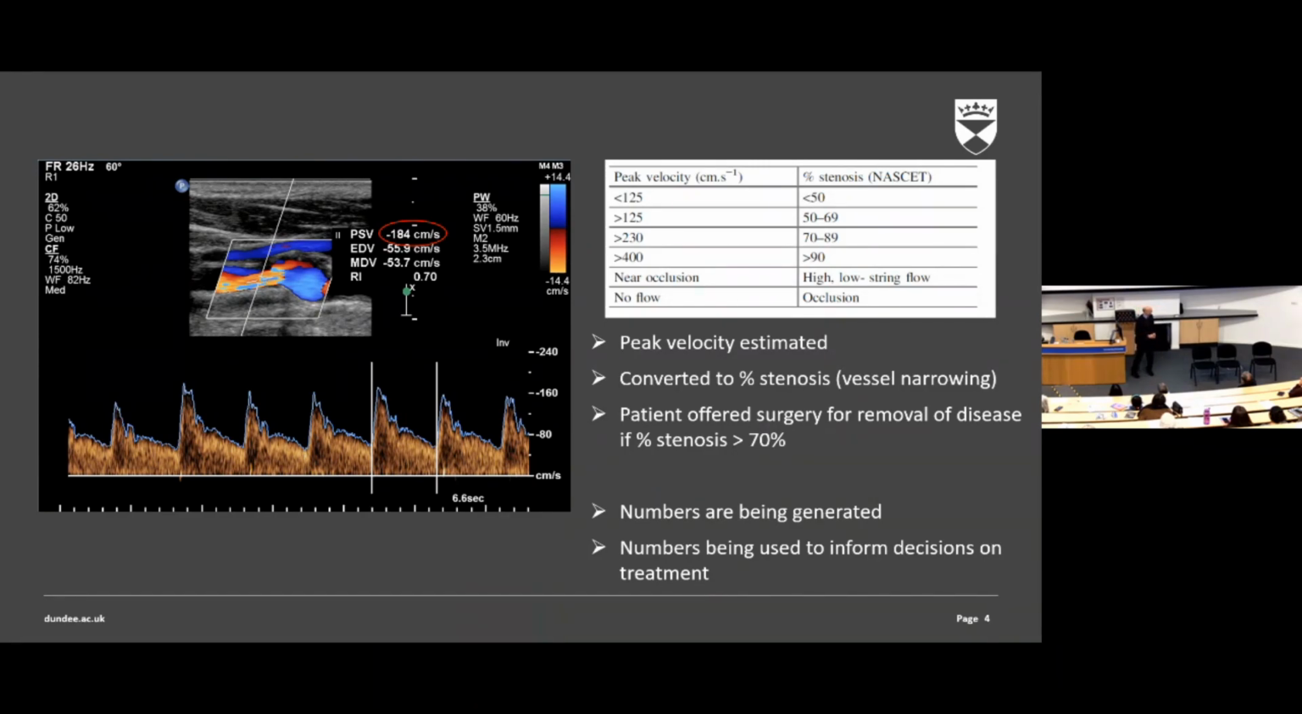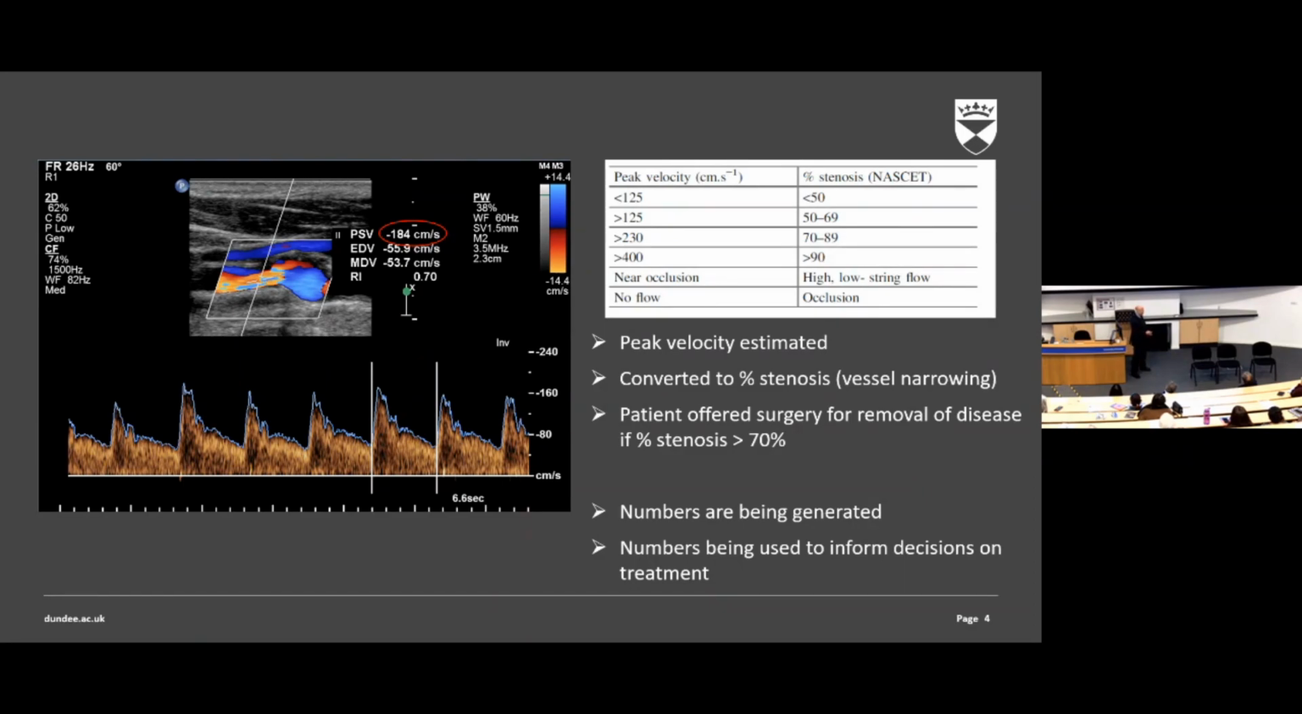So now going across to this table, we've got velocity on the left-hand side and the percent stenosis. This is the degree of the diameter of the vessel which is being occluded by the disease. And we can read across here. So this patient has got a stenosis of 50 to 69%. Had this patient had a stenosis of more than 70, they would have been considered for carotid surgery. Not just this number, but other forms of clinical evidence as well.